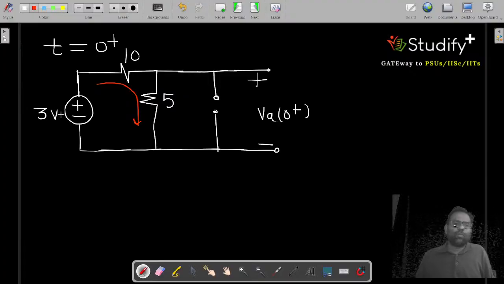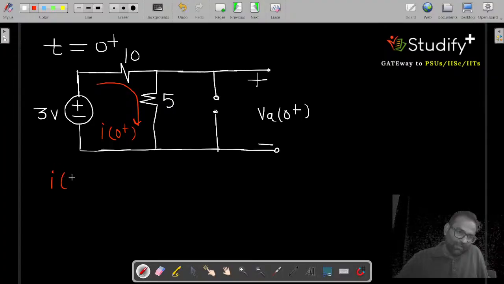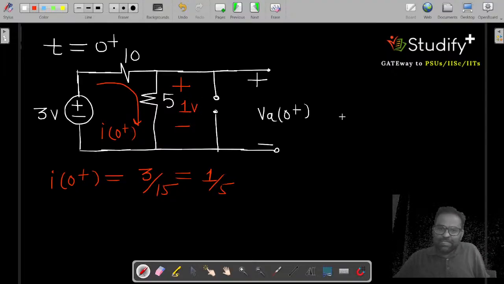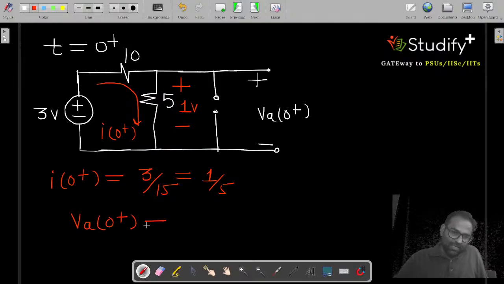You are having 3 volt and you want to divide it into 2 ratio 1. So I(0+) current is given by 3 divided by 15. Potential difference is 3 and resistance is 15. So current is 1 by 5. And 1 by 5 will go into 5, so this potential is 1 volt.